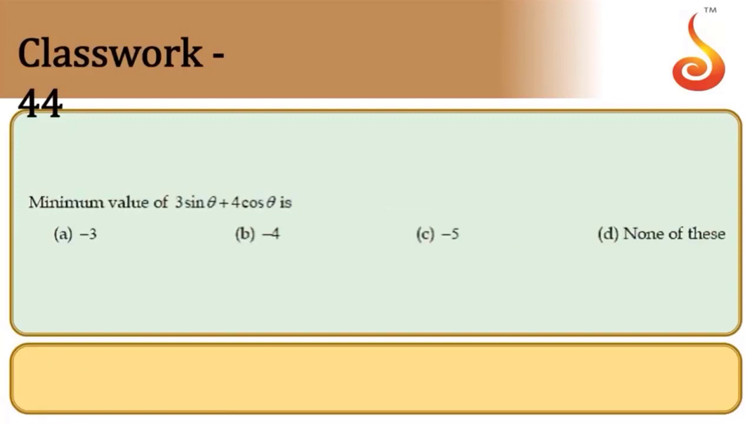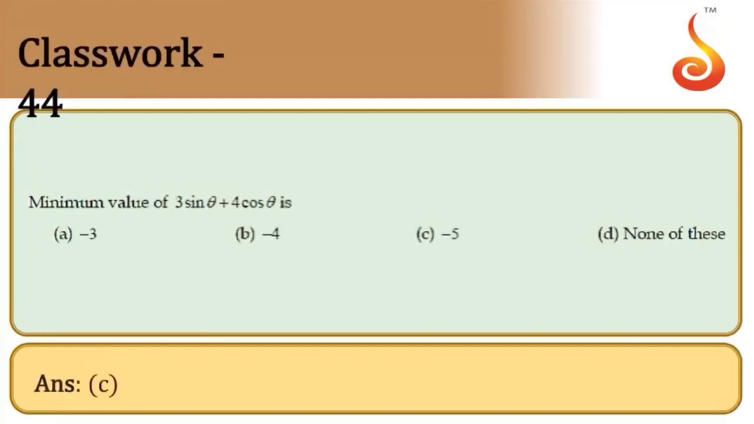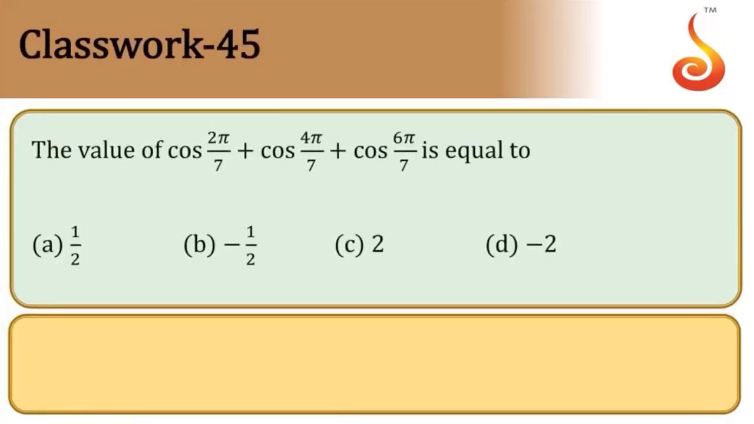Let me take up now the next one. The minimum value we had seen already: this value, 3 sine theta plus or minus 4 cos theta, lies between plus 5 and minus 5. So the minimum value happens to be minus 5, is the answer for this one.